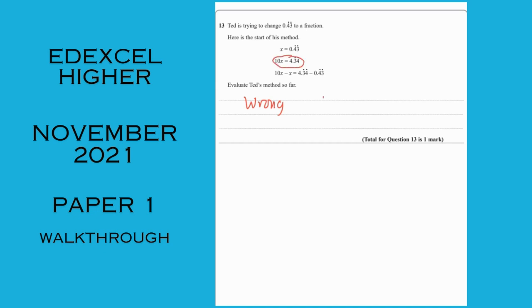Something along the lines of he needed to work out 100x to cancel out the recurring bits. As it stands, when he subtracts them, the recurring parts, the parts after the decimal points, they're not the same. So he's going to end up with 0.1 recurring or 0.9 and so on and so forth. So Ted needs some revision there, pal.